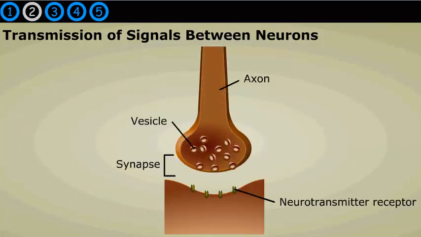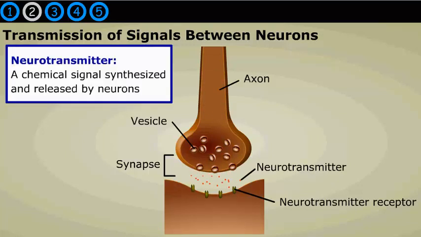Axons terminate at the synapse, the space between two neurons where communication takes place. The axon shown here is enlarged and filled with vesicles containing neurotransmitters. Neurotransmitters are the chemical signals of the nervous system. When released by an axon, they diffuse across the synapse where they encounter receptors specific to that neurotransmitter. Now that we're familiar with the anatomy of a neuron, let's see how neurons transmit their messages.